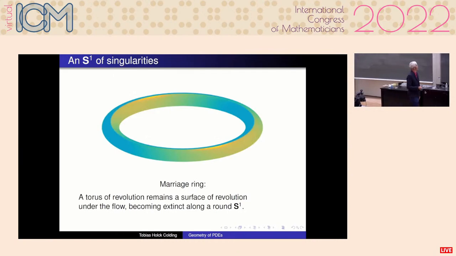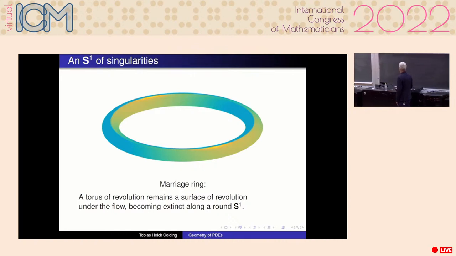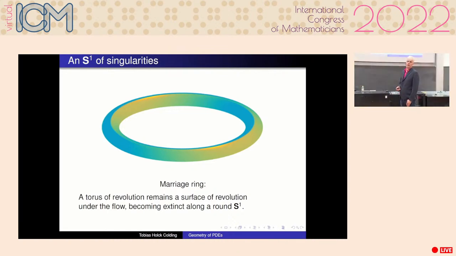Another example to keep in mind is the marriage ring. The marriage ring is a thin torus of revolution. Under the mean curvature flow, it remains a torus of revolution, but it's shrinking and eventually becomes extinct in a round circle.